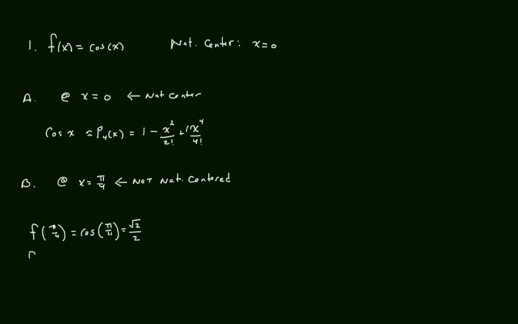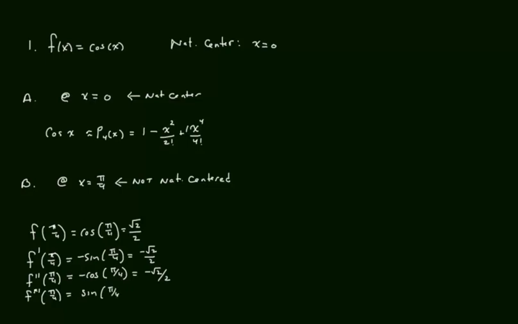I will then need the first order coefficient, f prime of pi over 4, which is negative sine of pi over 4, which is negative square root of 2 over 2. And then the second derivative at pi over 4 will be negative cosine of pi over 4, which will also be negative square root of 2 over 2. And finally, f triple prime of pi over 4 equals positive sine of pi over 4, which brings us back to positive radical 2 over 2.